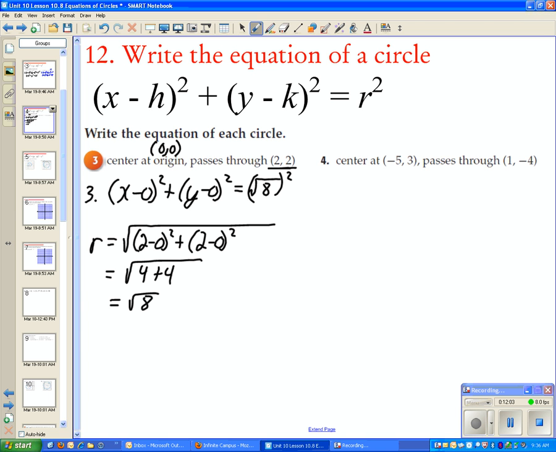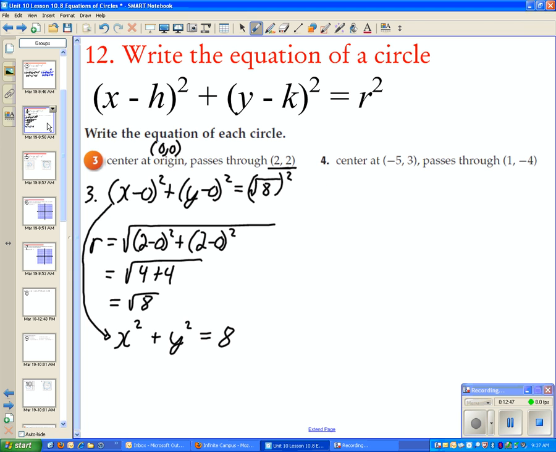Now, I can simplify that equation some. Instead of x minus 0, how about just x squared? Plus, instead of y minus 0, let's just go with y squared. And instead of the square root of 8 squared, what is the square root of 8 squared? 8. And there's my equation. We okay with 3?